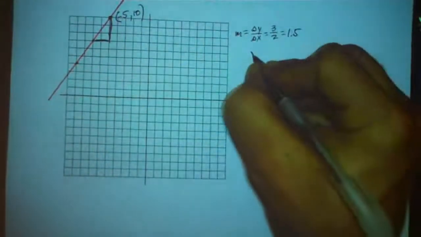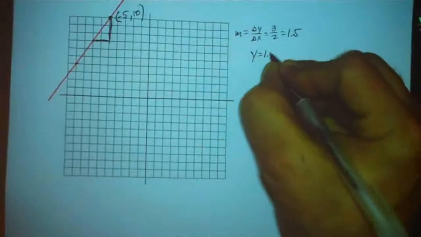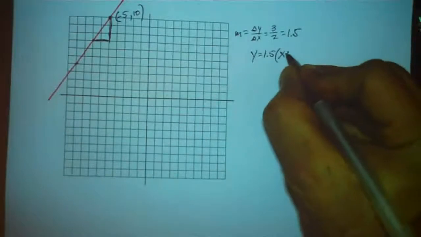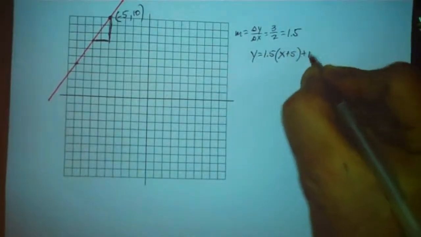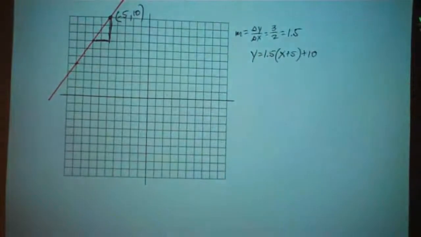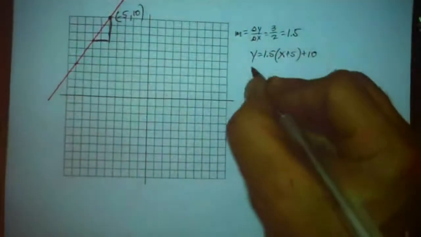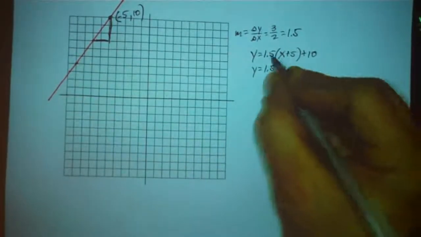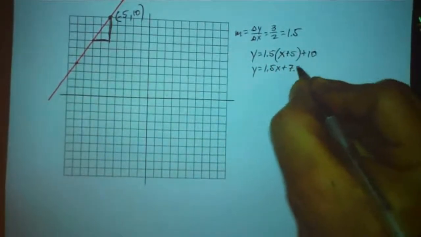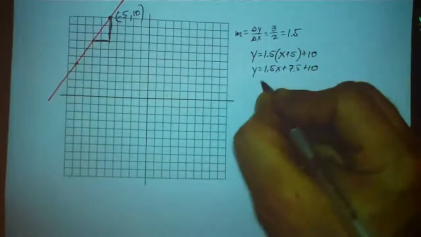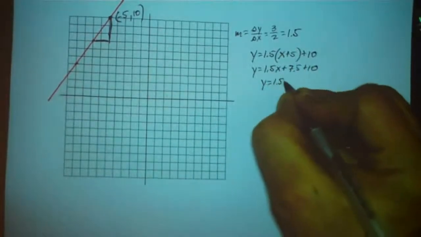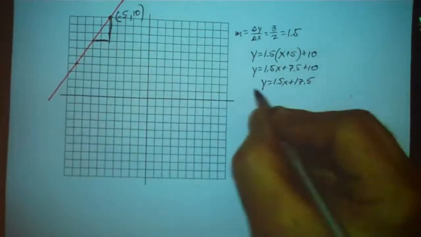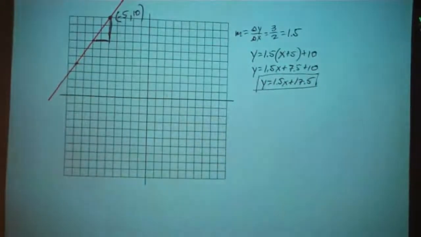So that tells me that y equals 1.5 times x minus negative 5. I'm going to write that as x plus 5 plus 10. Okay? And let's just go ahead and distribute that. Y equals 1.5x. Plus 1.5 times 5 is 7.5 plus 10. And that's like saying y equals 1.5x plus 17.5. And that's our answer.